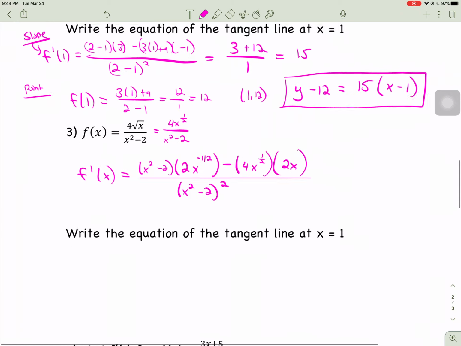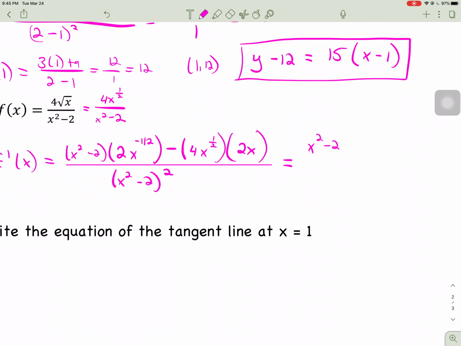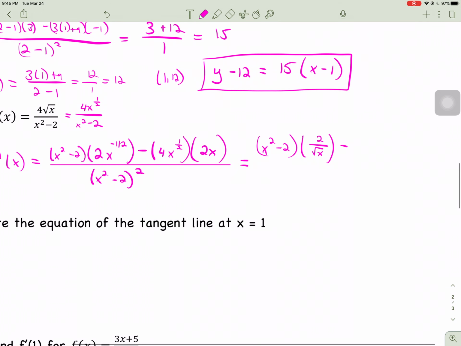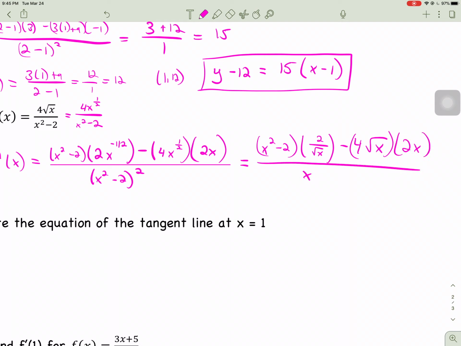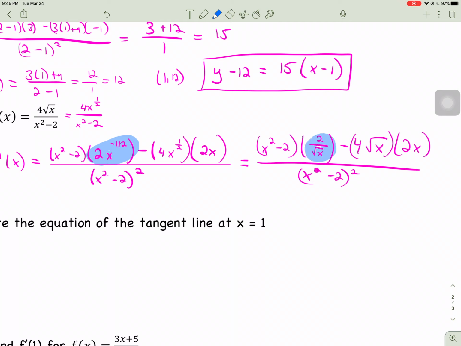Now, if you want to rewrite this, and we can, in a nicer way, we can write x squared minus 2. And instead of 2x to the negative 1/2, let's write 2 over rad x. 2 over x to the positive 1/2, which is rad x, minus 4 rad x times 2x over x squared minus 2 squared. And you see, I just did a little cleanup. That's it. I didn't really change much, but I fixed this, and I wrote this back as a radical. So not really much different.